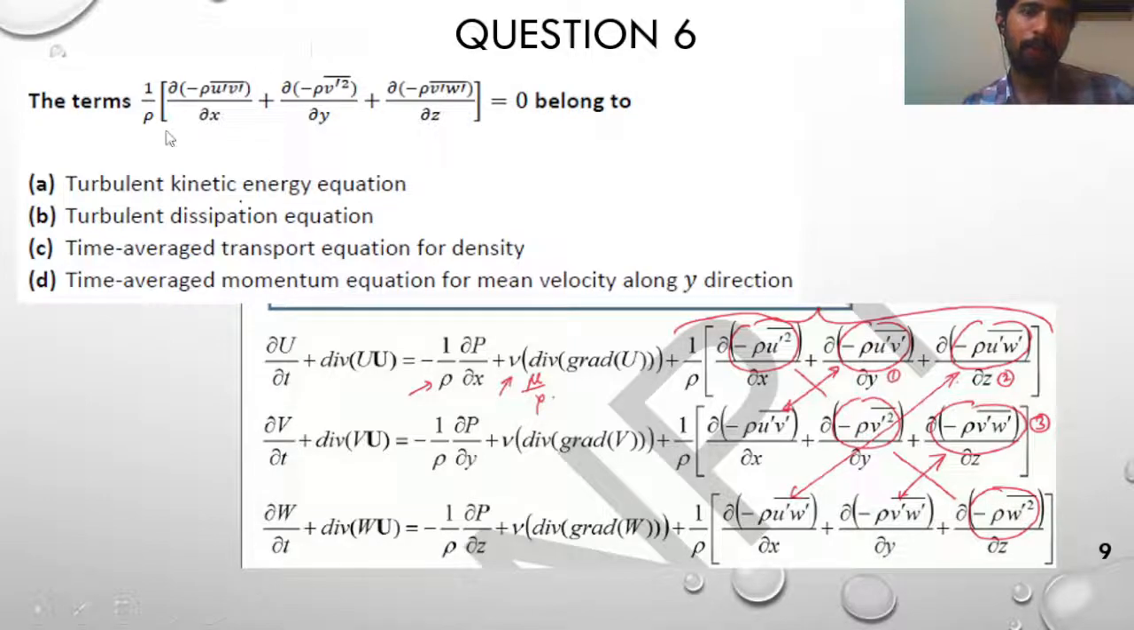In the turbulent kinetic energy equation, we have the equation for K. That is a different equation where these terms do not come into picture. It is not an equation for epsilon also. Usually you see this in the K epsilon model. Transport equation for density, no. It is the continuity equation, wherein we don't get to see these particular terms. So the correct option here is option number D.